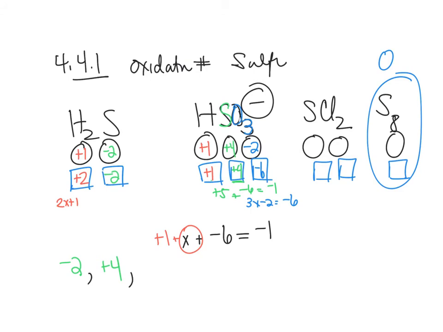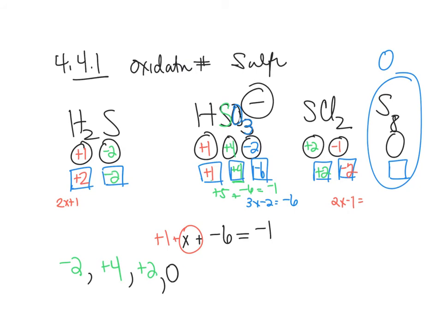We said that the chlorine is a -1. There's 2 of them, so 2 times -1 is -2. And so now we need a +2, and there's only 1, so there's a +2 there. And then we also said that in an element it's 0.